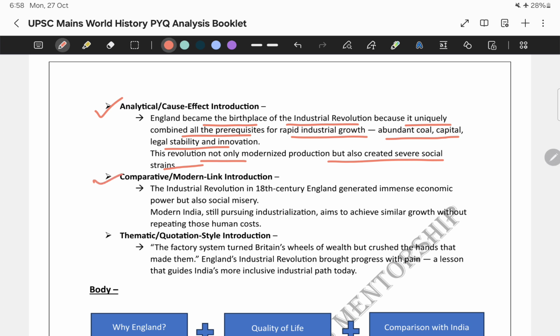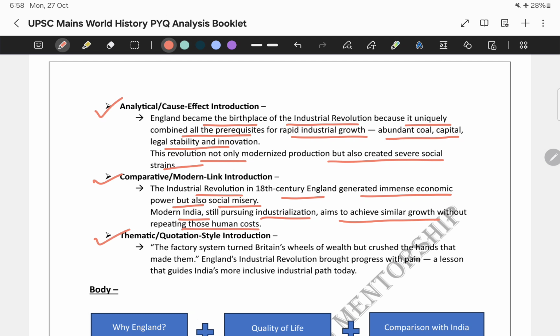The next way is the comparative or modern link introduction, where you are linking it with the modern day. How you can do that? The Industrial Revolution in 18th century England generated immense economic power but also social misery. Modern India, still pursuing industrialization, aims to achieve similar growth without repeating those human costs. So, this was another way how you can introduce the question.